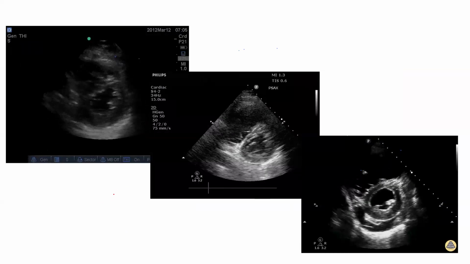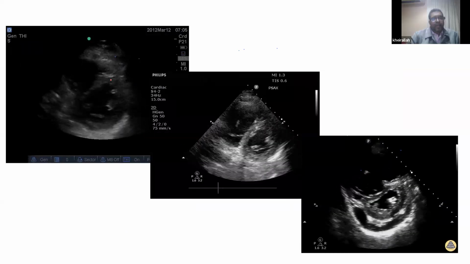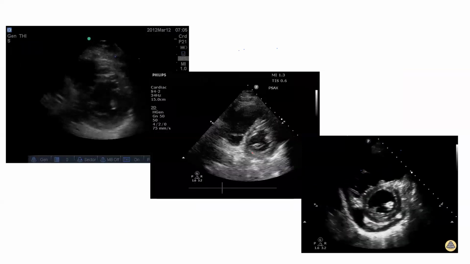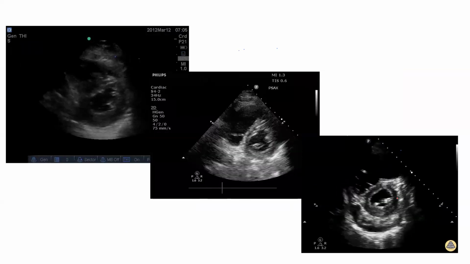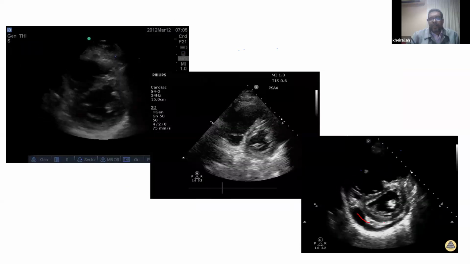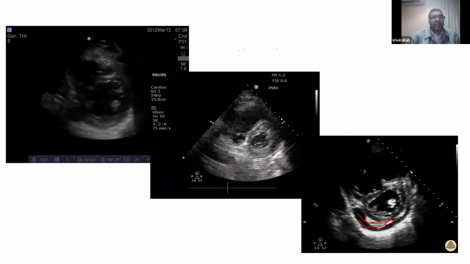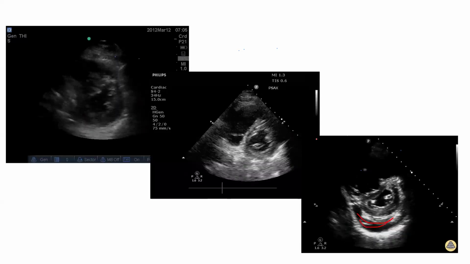RV pressure overload. Yeah, so we have RV. This is LV short axis with RV here. The LV is contracting well. Here there is pericardial effusion in the last image. The most important thing here is the dilated RV. Dilated RV, in all of them.